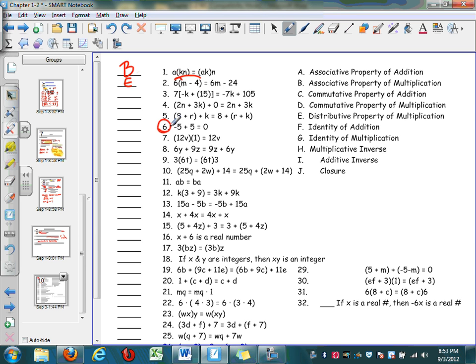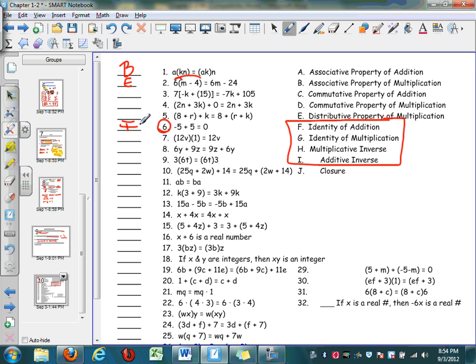Number 6, -5 plus 5 equals 0. Now remember, I said whenever it comes down to your zeros and your ones, it's going to be 2 lovely properties. Is it the identity or is it the inverse? So when it equals 0, when you see a 0, you know it's going to be additive, either identity of addition or additive inverse. So how do I know which one this is going to be? Well, did I get myself back, meaning I got my identity back? Or did I cancel myself out to get 0? If you said you canceled yourself out, you're absolutely right. So therefore, which property is that? It's going to be I for additive inverse.